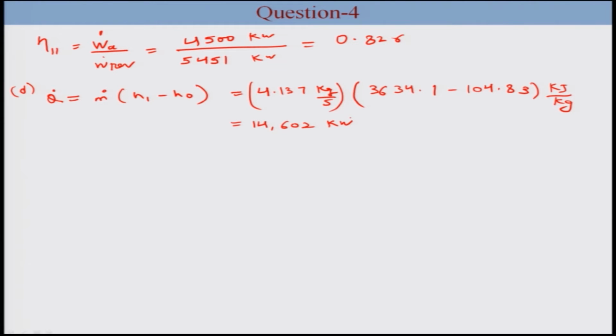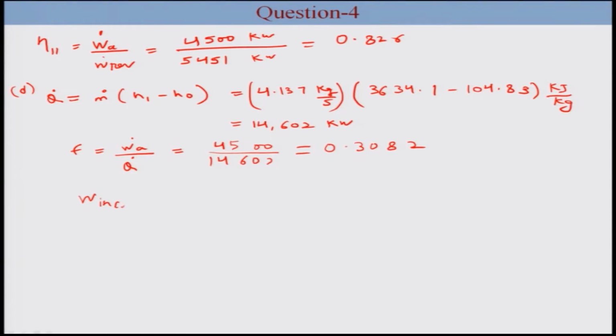So, the fraction of energy at the turbine inlet that is converted to power, F, is equal to the actual work divided by the energy of the steam. So, this is equal to 14500 divided by 14602. This is the fraction of energy which is converted to power.